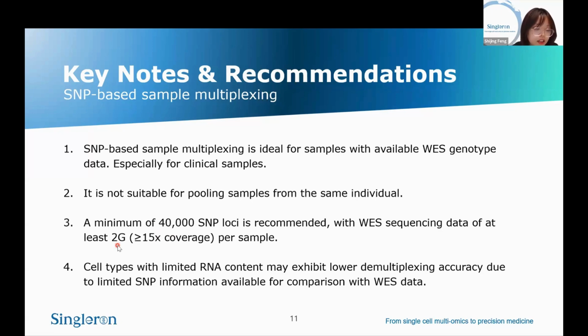And when you apply SNP-based sample multiplexing, samples from the same donor should not be pooled into one experiment. And sometimes when we treat some cell types like red blood cells with very little RNA content, this will have very little information from the cells, and these cell types may end up with a lower demultiplexing rate.